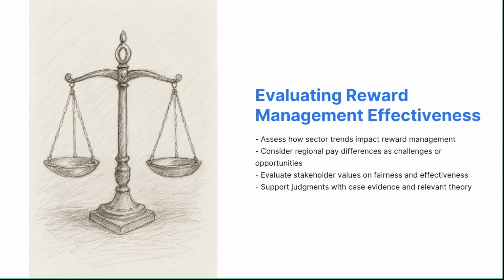Now, when you're making your judgments, don't just say what's happening. Think about how well these factors actually support or get in the way of effective reward management. For example, you might look at how sector trends or pay differences in different regions could be a challenge or maybe even an opportunity for the organization in the case study. Think about what different stakeholders, like managers, employees, or even regulators, might value, and how that affects what's seen as fair or effective. Always back up your assessments with evidence from the scenario and connect them to relevant theory.